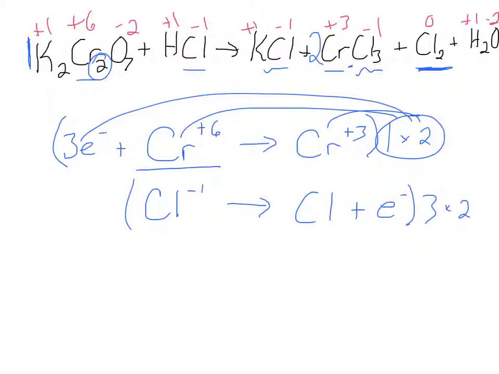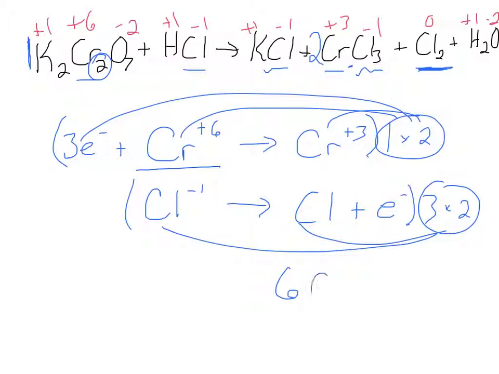Now, looking at the chlorines, 3 times 2 is 6. That 6 is going to get distributed, so I need 6 Cl0s, and I need 6 Cl -1s that are reducing to Cl0s. So if we start with the Cl0s on the product side, I need a 3 there in order to get the 3 Cl0s.